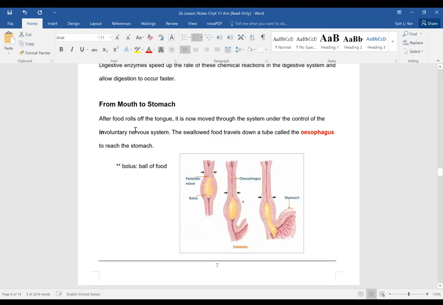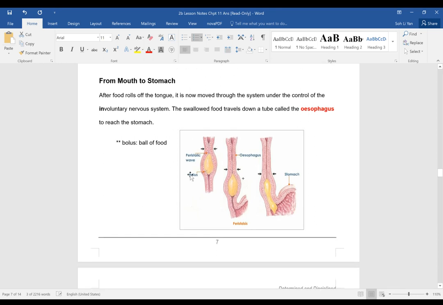Now, after the mouth, we will move down to the stomach. But before moving down to the stomach, it will travel down the tube called the esophagus, which is a muscular tube. So what is happening here? You can see there's this peristaltic wave. This is my esophagus. It's a very long tube, and there's a series of wave-like contractions.